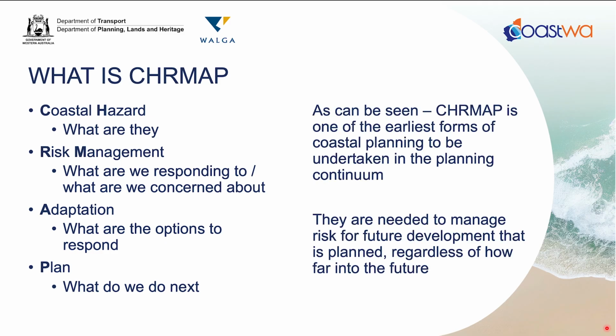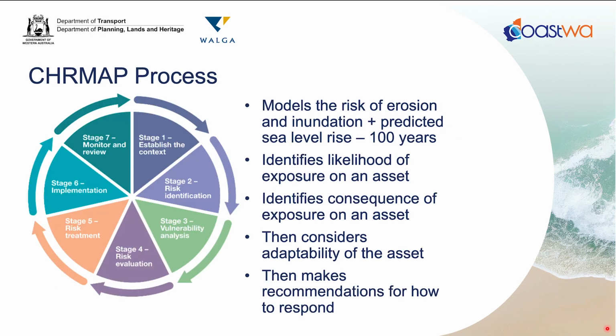So CHRMAP is one of the earliest forms of coastal planning to be undertaken in the planning continuum. If we get this sort of higher order coastal hazard plan done, then all of the underlying planning can be done in the context of that plan. They are needed to manage risk for future development, regardless of how far into the future that development is. This is a standard CHRMAP process, 7 stages in the guidelines. What we start with is that modelling, so modelling the risk of erosion and inundation, plus predicted sea level rise over 100 years. We identify the likelihood of exposure on any assets, and assets being both built and natural, and values that we place on the coast.